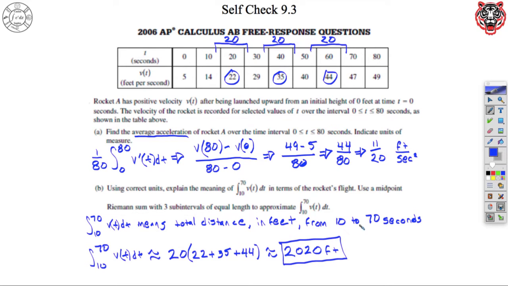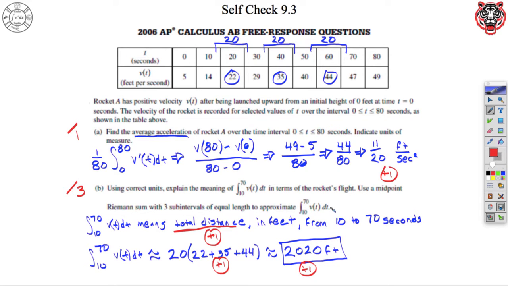Before I move too far, I want to talk about how to score this page. So part A is out of 1 point. If you got the answer of 11 over 20 and you have feet per second squared, you're good. So that's +1 for the answer. Part B is going to be out of 3 points. And so you need the explanation, this total distance, that's +1. And if you have these values, 22, 35, and 44, give yourself +1. And if you finally got the answer, 2020, give yourself +1.